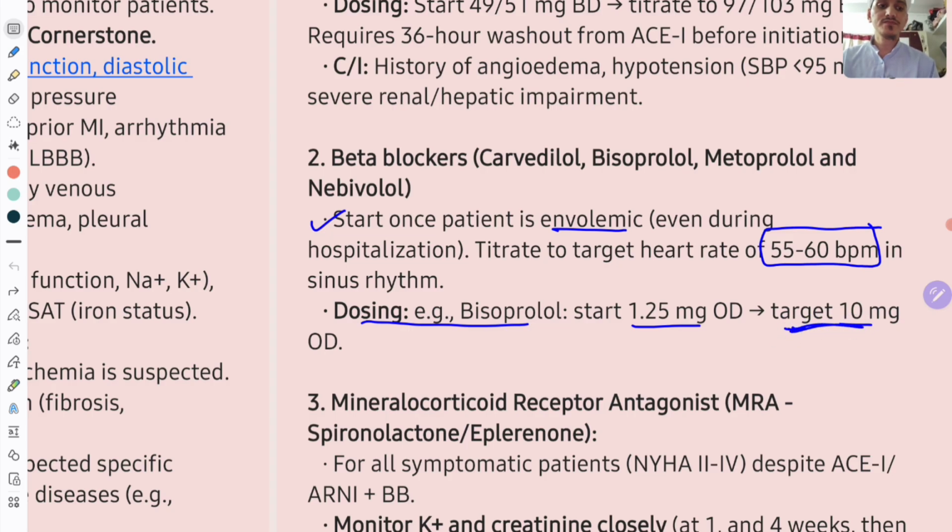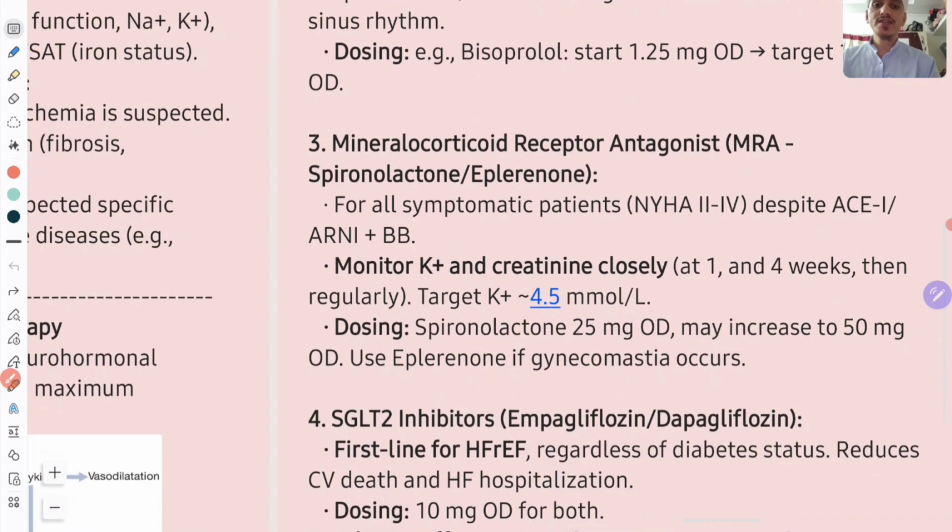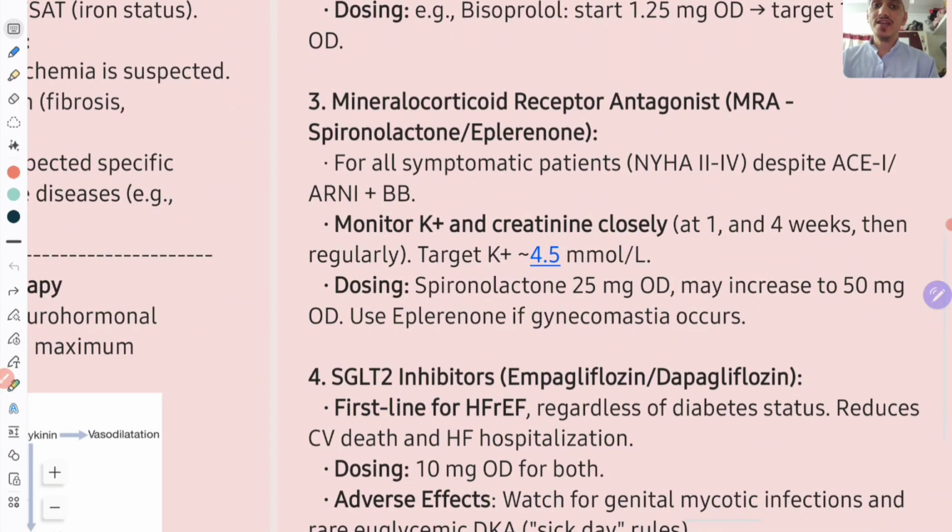Okay. Now the third important drug is mineralocorticoid receptor antagonist. Again, this also decreases the mortality of patients in heart failure. Okay. So for all symptomatic patients from NYHA class 2 to 4, despite ACE inhibitor, ARNI, beta blocker, so if the patient has symptoms and the ejection fraction is still not improving in spite of giving ARNI plus beta blocker, then you should use these drugs. So first ARNI, ACE inhibitor, ARB, second beta blocker, then you should go to MRA, mineralocorticoid antagonist.